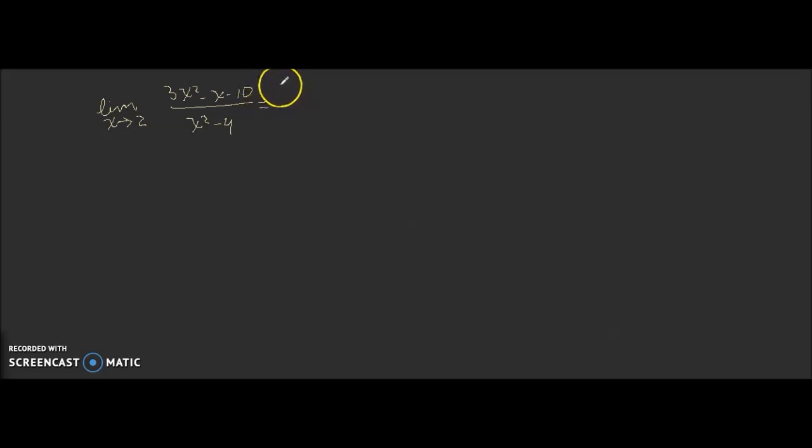So let's do that. 2 squared minus 2 minus 10 over 2 squared minus 4. Plug these numbers in the calculator, or do it in your head, or do it on paper. However you do it, this is going to come up to be 0, and the bottom is also 0. Now, 0 over 0 doesn't convey any meaningful information for us mathematically.